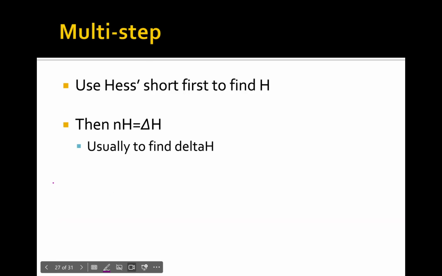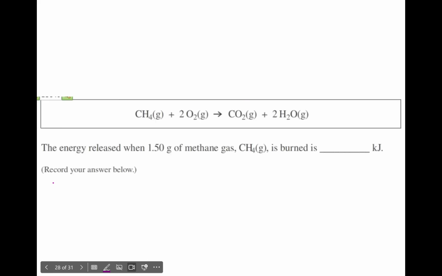So the other part that we want to look at is Hess's law, and then using Hess's law to find delta H and using it in another equation. When we're doing this, it is called multi-step because you're doing more than one thing. So let's take a look at our reaction. This time we have the combustion of methane, but we don't have the delta H. So we're going to find that first.